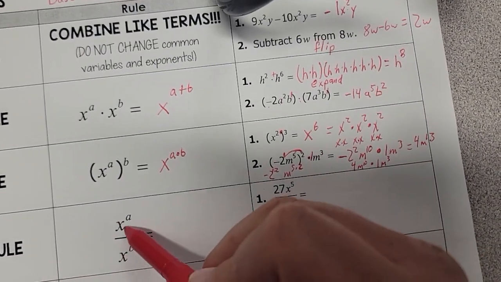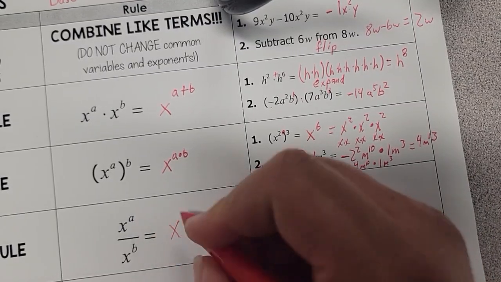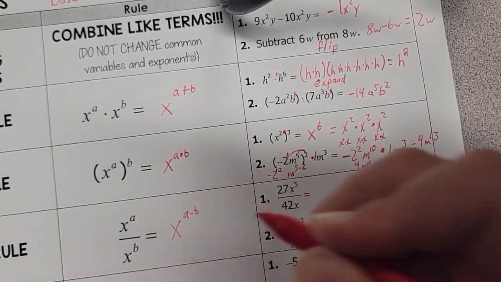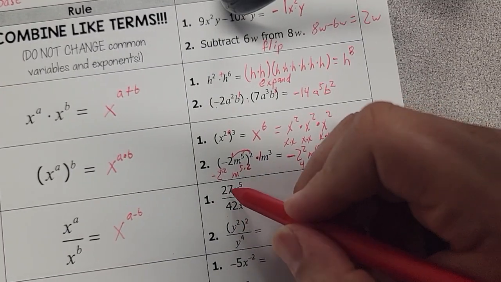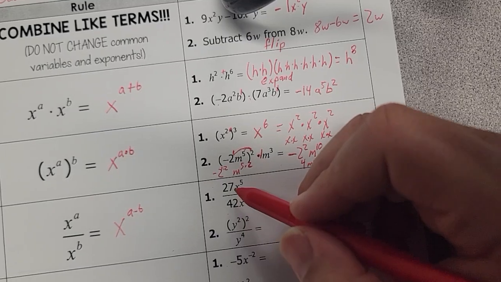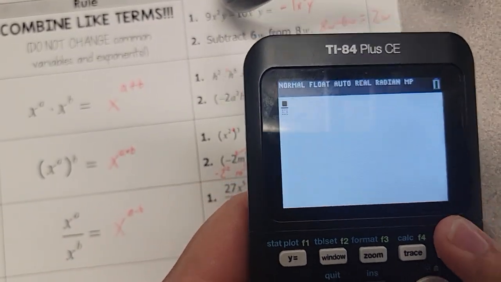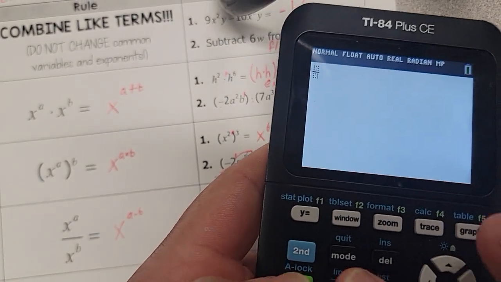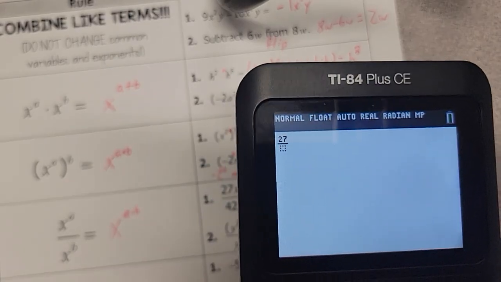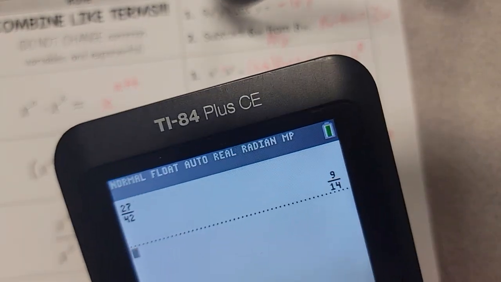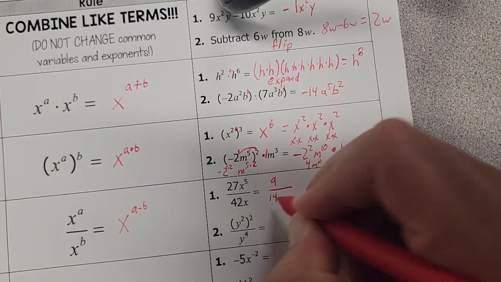Quotient rule. If you have a base with these, you're going to keep the base, and then you're going to subtract, a minus b. All right. So 27 divided by 42. Now you can put these into the calculator and just reduce them. All right, let me show you. I do the fraction thing, alpha x. 27 on top, 42 on the bottom. You get 9/14. So I have a 9 on the top, 14 on the bottom.